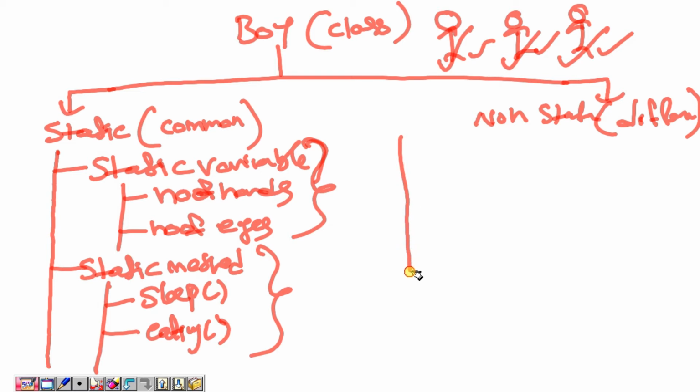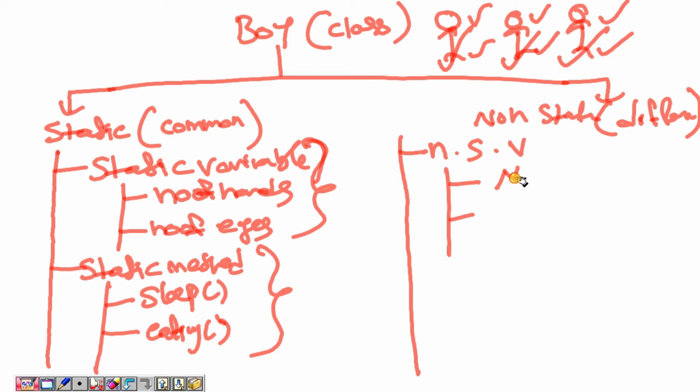In the same manner, coming to non-static variables: these are different from object to object. For example, in one class, these three objects have different names. Object to object, the name is different, and the surname is also different. This is what we are calling non-static variables.